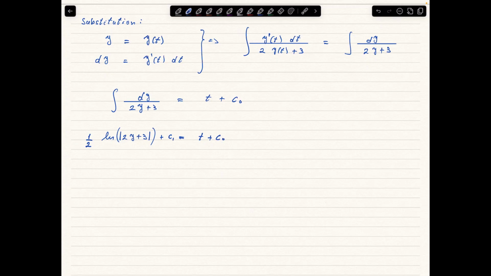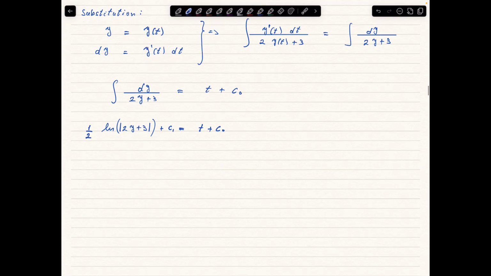The first thing we are going to do is absorb the two constants into one. So from here we get that 1/2 the natural log of the absolute value of 2y plus 3 is actually t plus c3, let's say, where C3 is obviously C0 minus C1. It doesn't matter, it's an arbitrary constant. So now what we do is compute the exponential on both sides.